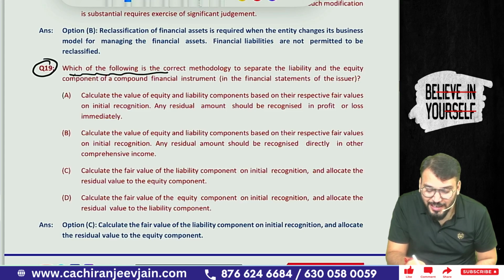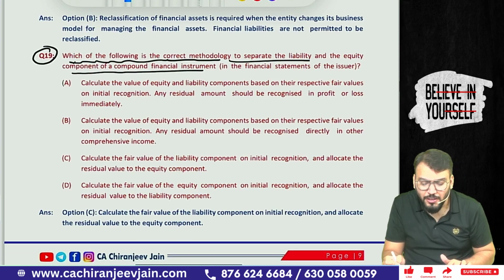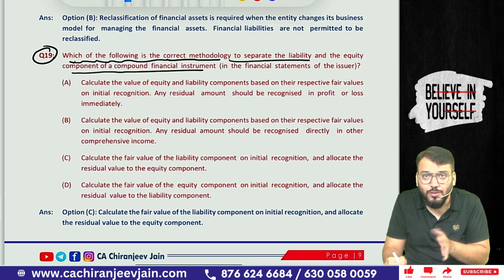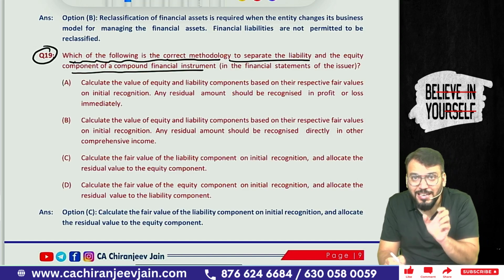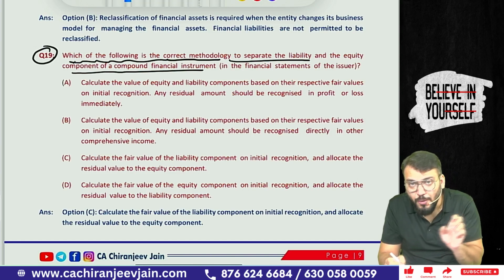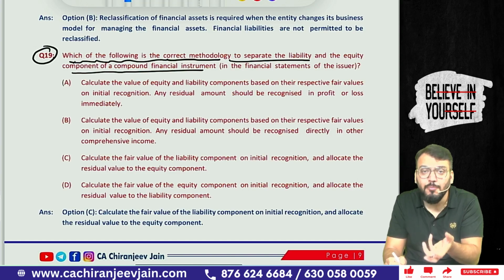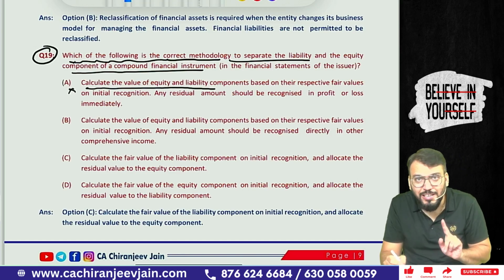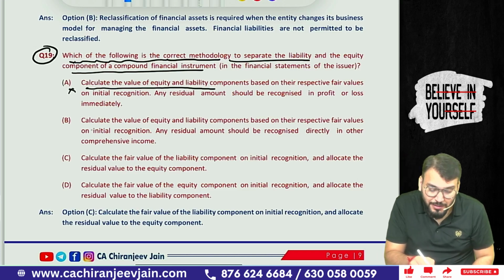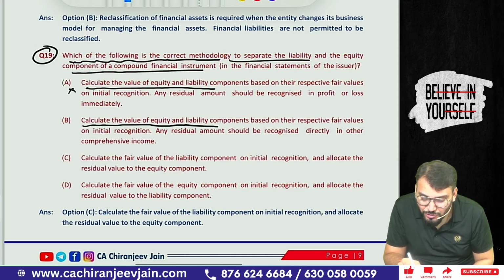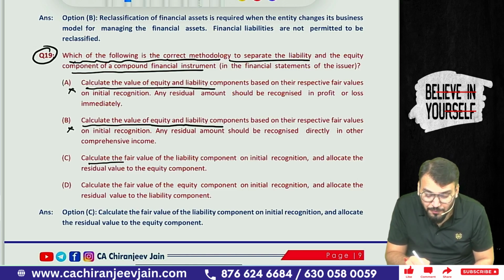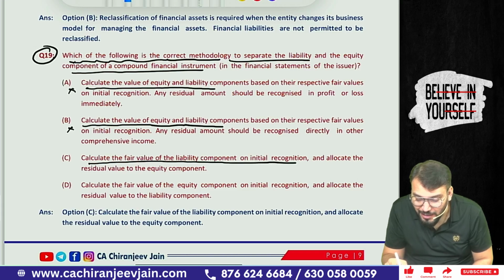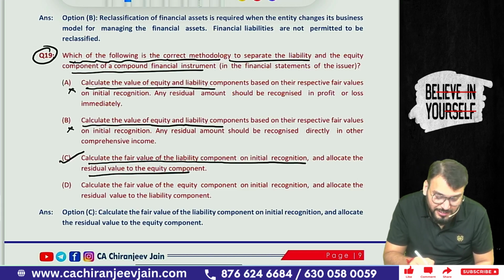Which of the following is the correct methodology to separate the liability and equity component of a compound financial instrument? Whenever we find out the liability and equity component from a compound financial instrument, we deduct from the proceeds the fair value of the liability component, and the residual amount becomes the fair value of the equity component. Calculate a fair value of equity and liability component based on their respective fair value. This is not correct, because we only calculate the fair value of the liability component. This is also not correct. Calculate a fair value of the liability component on initial recognition and allocate the residual value to the equity component. This is correct. Option C is correct.